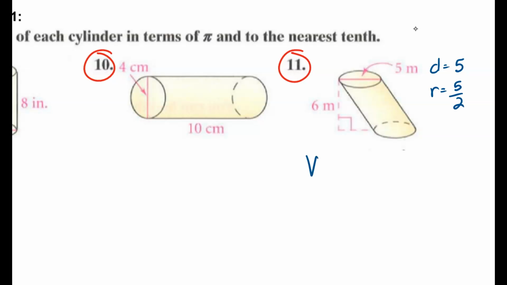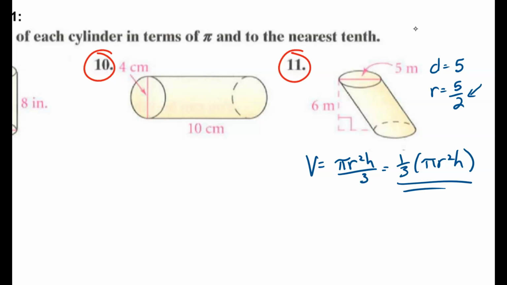But we know the volume of a cylinder is pi r squared times the height all over 3, or it's going to be 1/3 pi r squared times the height. We're going to use the second one this time because I have a fraction and it works a lot easier on this one. So we just start plugging in. We got 1/3 pi. My radius is going to be 5 over 2 squared times the height of 6.